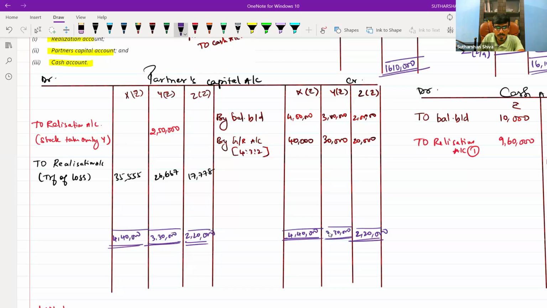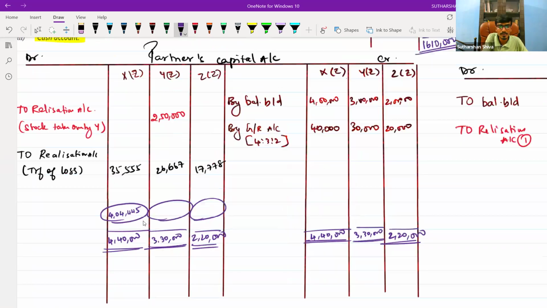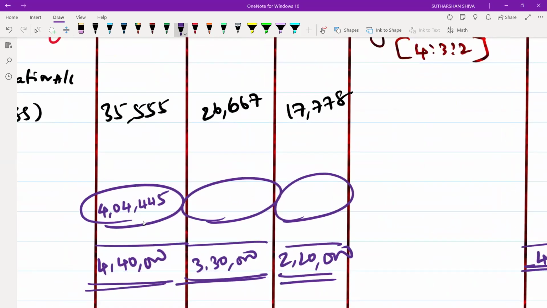3,30,000. Subtract 4,40,000 minus 35,555. It is 4,04,445. Is it right? Yes, sir. Then do this: 3,30,000 minus 26,667 is 3,03,333.